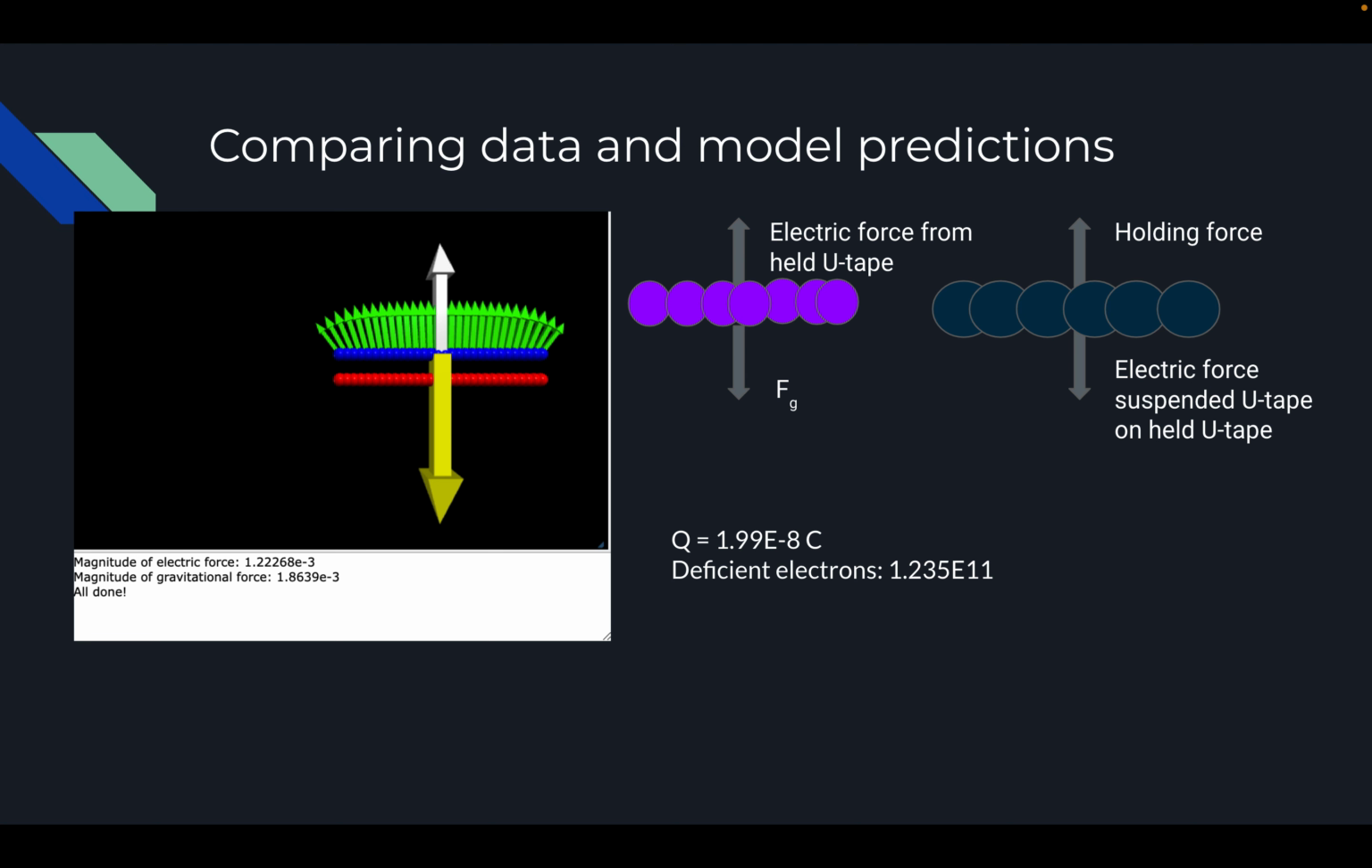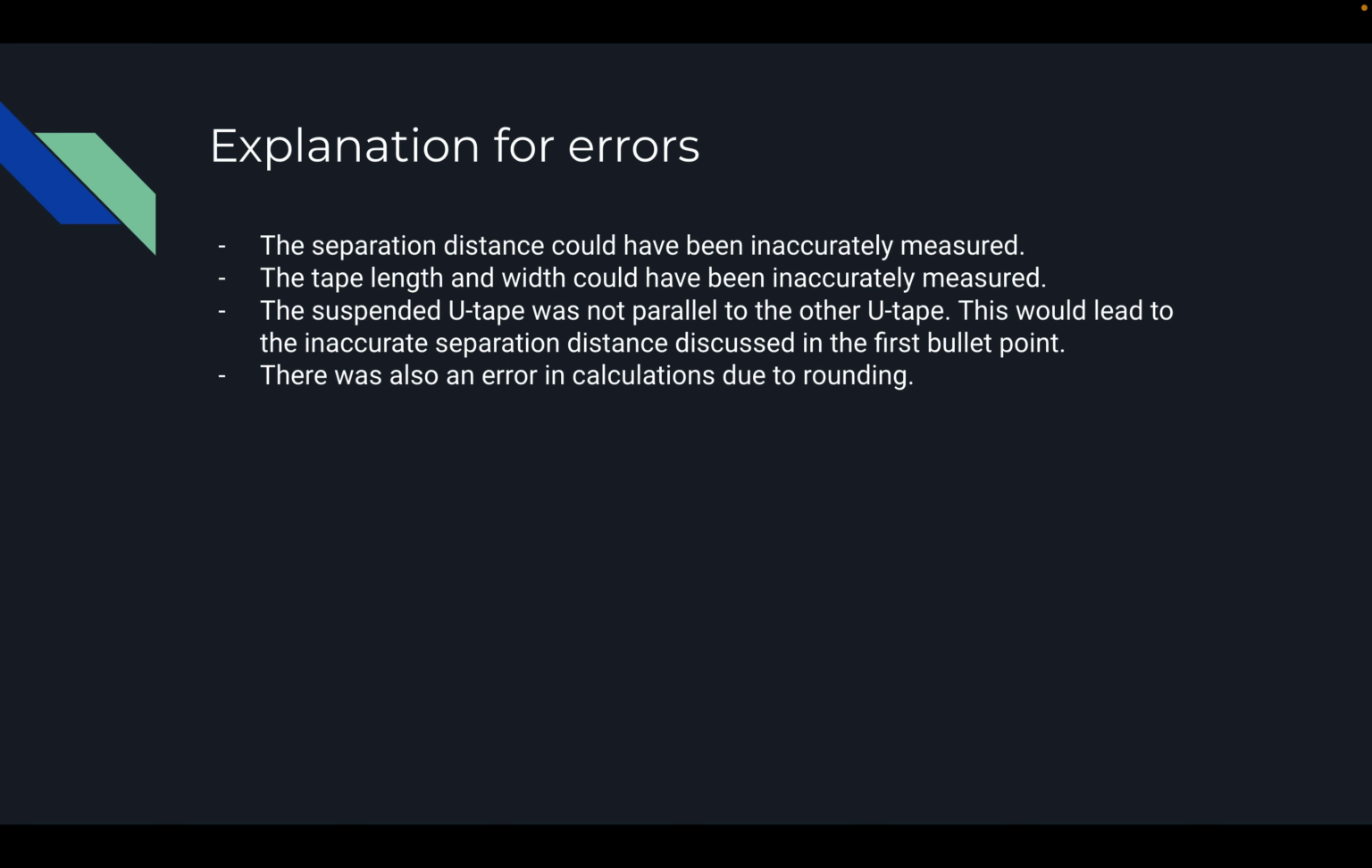Looking at the data and model predictions, they look pretty similar, and the value of deficient electrons was 1.235 E11. The explanation for the errors is shown below. The separation distance could have been inaccurately measured. The tape length and width could have been inaccurately measured as well. The suspended U-tape could have not been parallel to the other U-tape, and this would lead to the inaccurate separation distance discussed in the first bullet point. And then there was also error in calculations due to rounding.